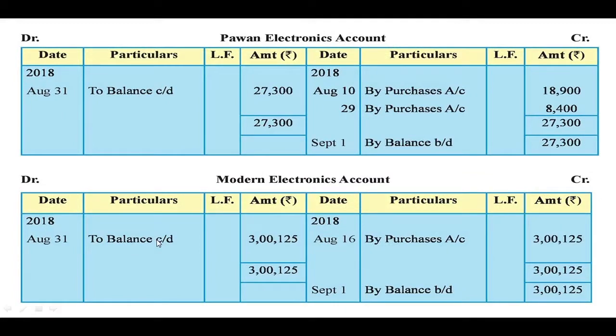So both the amounts will be recorded on the credit side, and in particulars you have to write by purchases account. The total comes to 27,300, that is written on the same line on both the sides, here debit side and credit side. Then the balance, closing balance, is recorded on the last day of the month, 31st August, and here 27,300 is written. This becomes the opening balance. So for the next month, that is 1st September, it is written on the credit side by balance brought down.